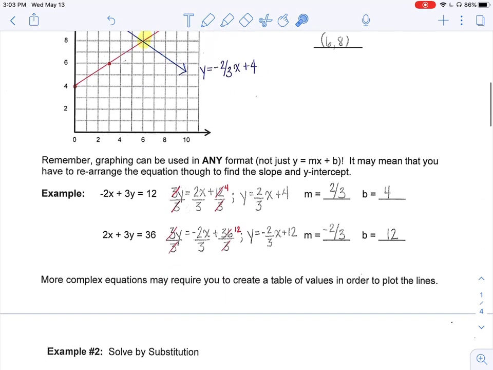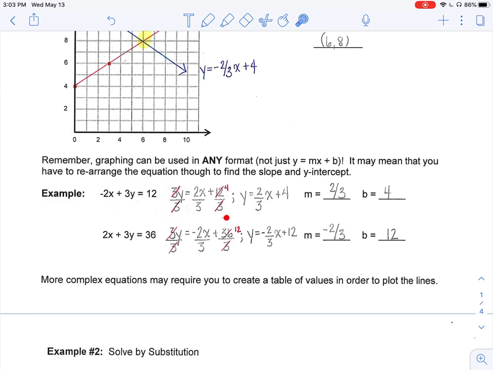So if we remember, graphing can be used in any format, not just our slope-intercept form. It may mean that you have to rearrange the equation to find the slope and y-intercept. So we have two examples here. We have an equation, negative 2x plus 3y is equal to 12. Well, we can't simply state the slope and y-intercept from this format, so we've got to change it around.